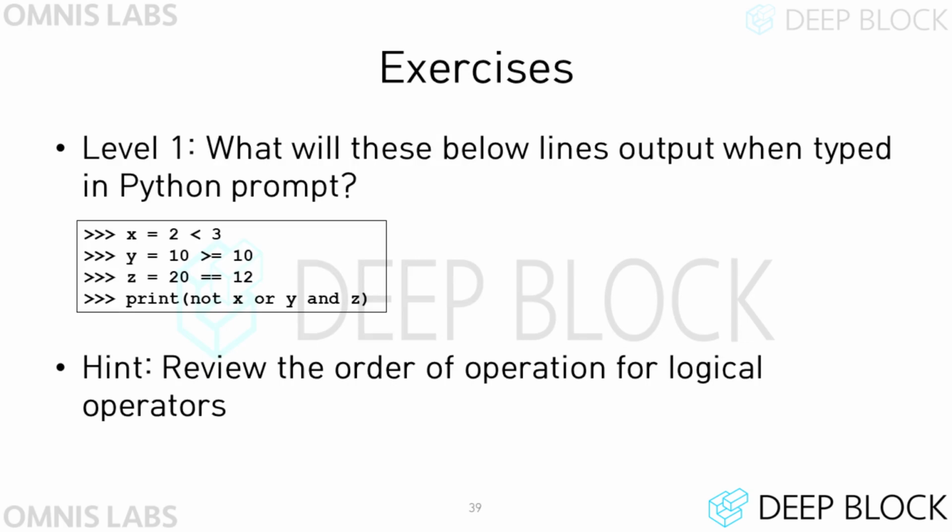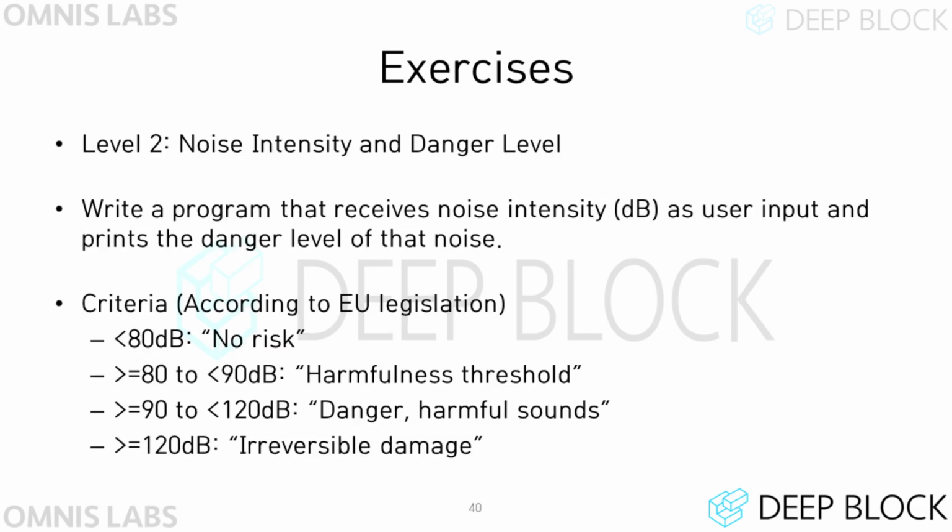Now, let's solve the exercise problem. Enter the code from the slide line by line into the Python prompt and predict what the result will be. Second, let's write a program that displays the level of danger according to the noise level. We want to create a program that receives the noise intensity in decibels from the user and displays the level of danger of the noise.